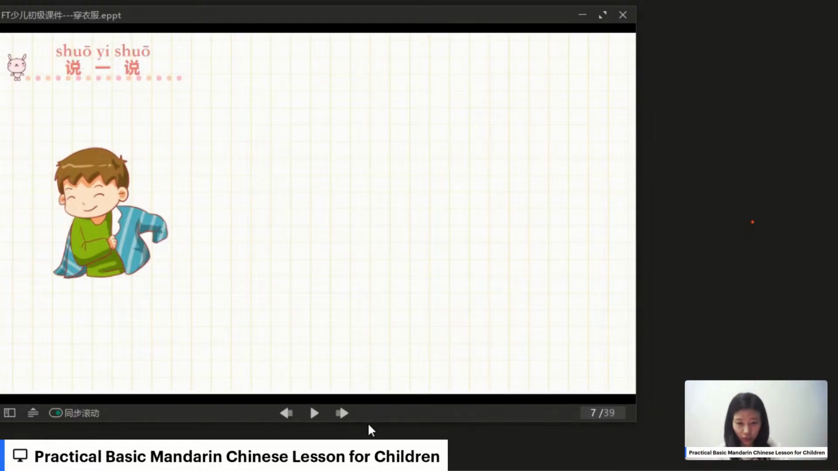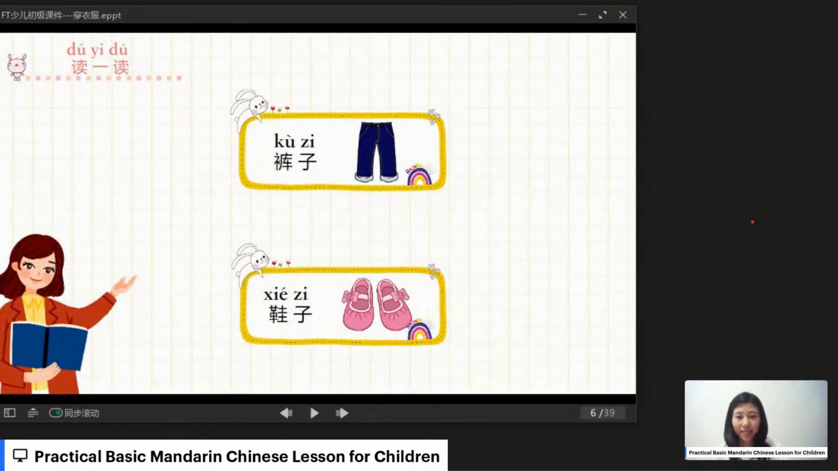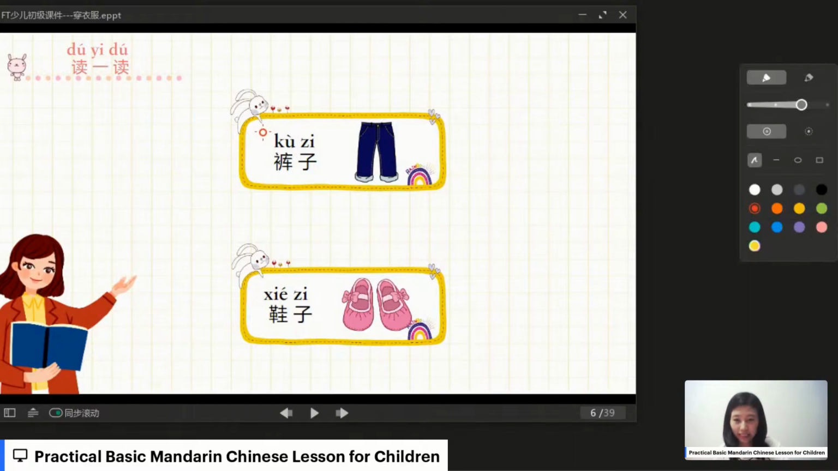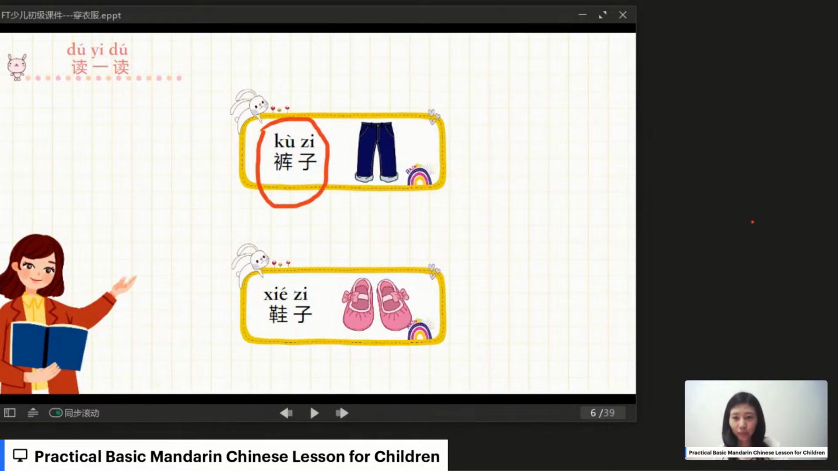Okay, just wait. Let me move here. So you can see here, we've got two words, right? The first one is 裤子. Maybe you can read after me. 裤子. It's a soft tone, right? Because there is no tone in it. From the picture, you can see 裤子 is pants, right? 裤子.